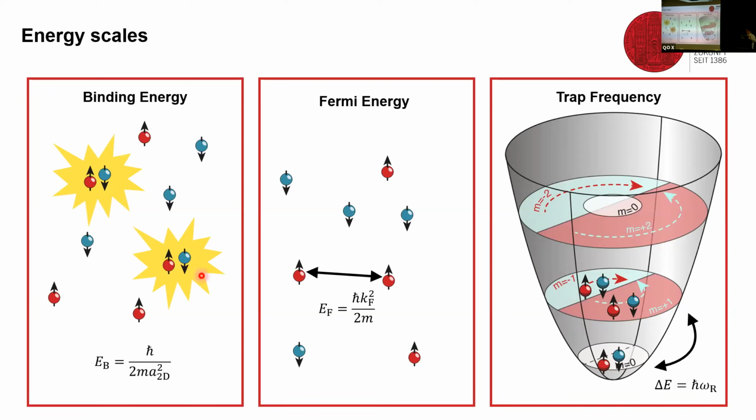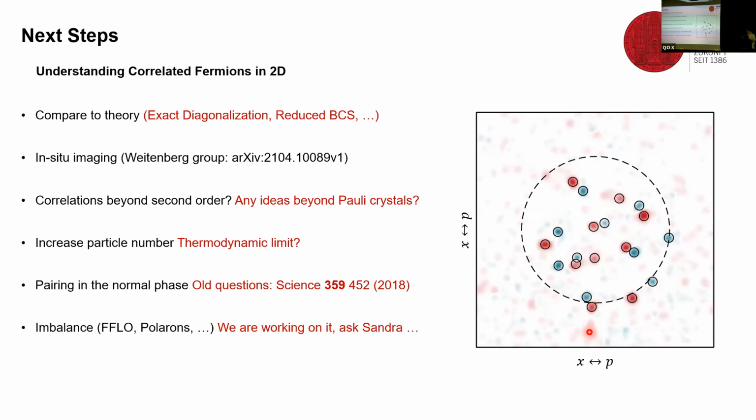Okay, and that's really the energy scales that play a role here. You have the binding energy of two particles, you have the Fermi energy, and you have the trap spacing. And in our case, for the very small system, the trap spacing and the Fermi energy are not very far apart. And that gives rise to these additional energies and additional physics that we see.